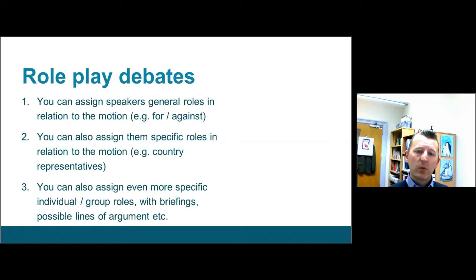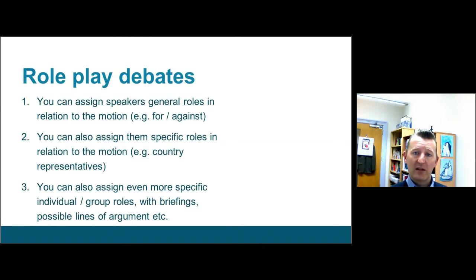Now, the other thing to say is that we can use role play as a way to layer in complexity to either of those debates. So we can assign speakers general roles in relation to the motion. For example, in competitive debates, we just tell people who's going to be for or against. You can assign them specific roles in relation to the motion.